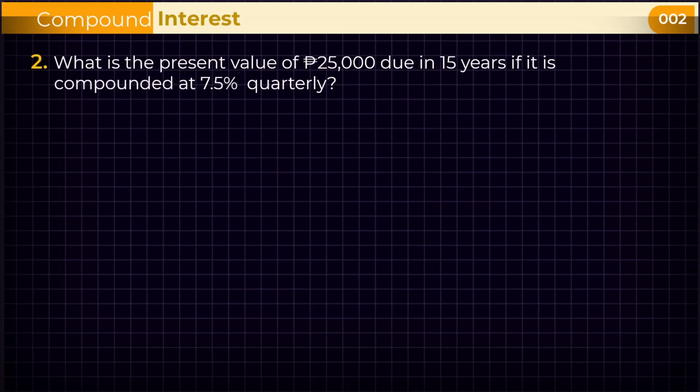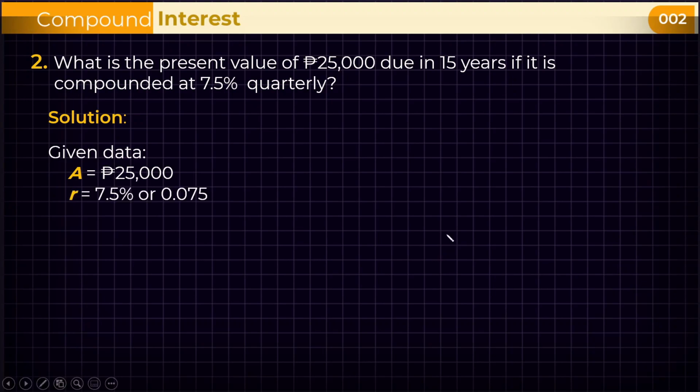The second example is that what is the present value of 25,000 due in 15 years if it is compounded at 7.5% quarterly? So in this case, we're going to make use of the formula applicable to periodic compounding. So this is going to be our solution. The first thing is we have to identify the given data. The 25,000 there is of course the accumulated value because we are going to look for the present value.